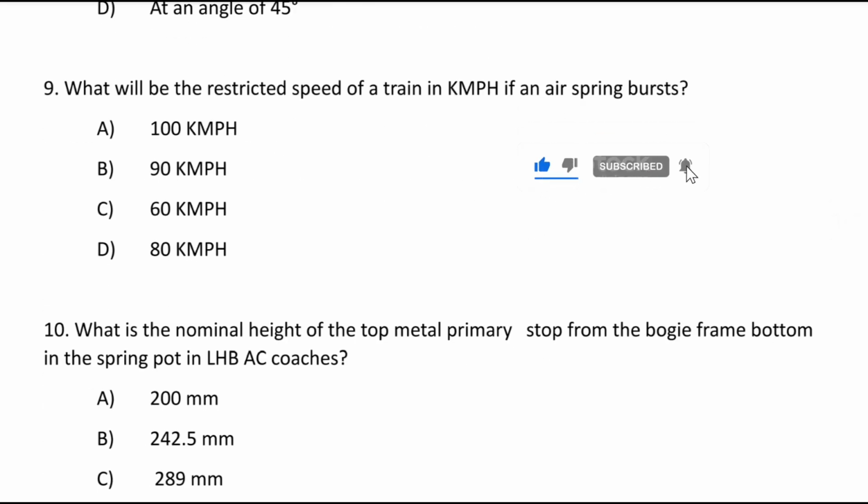9. What will be the restricted speed of a train in kmph if an S-spring bursts? A. 100 kmph. B.